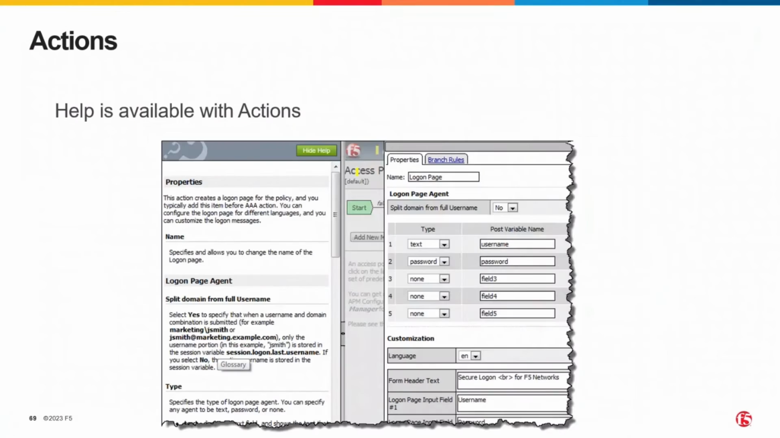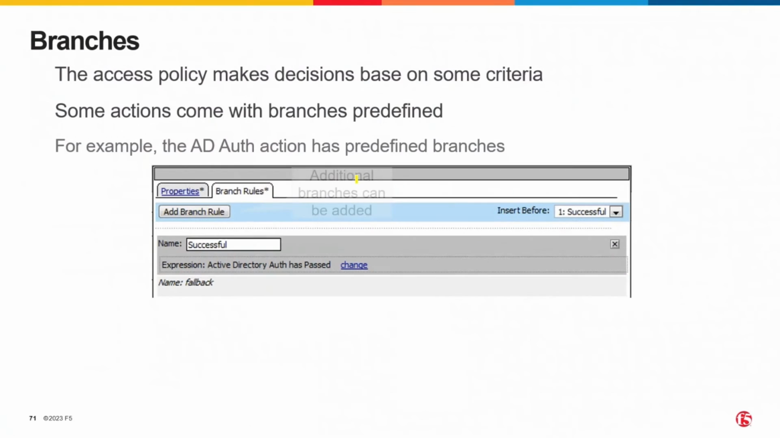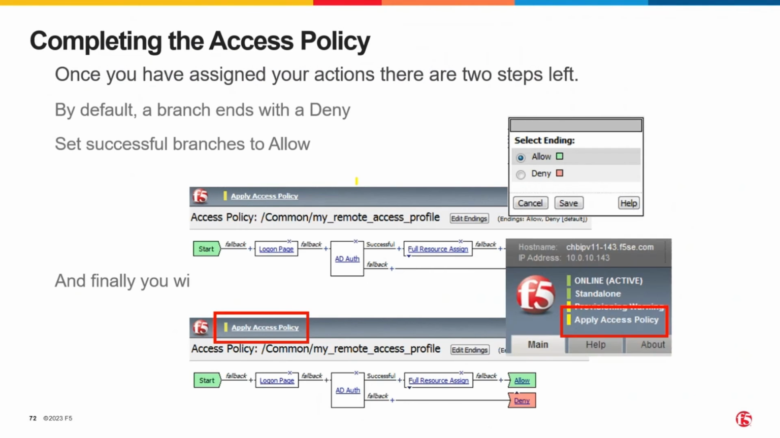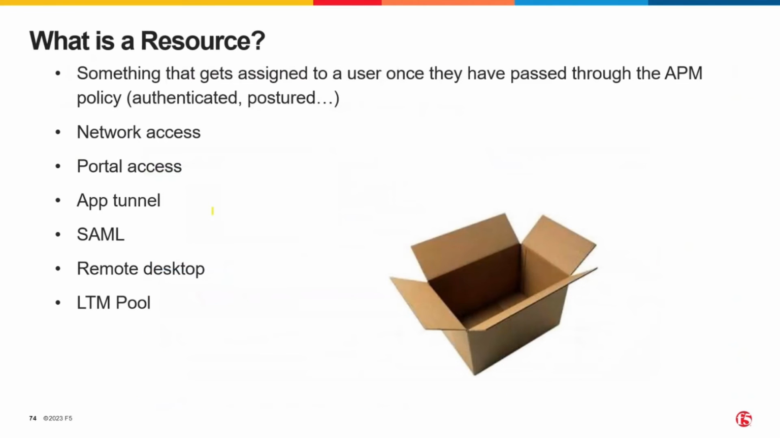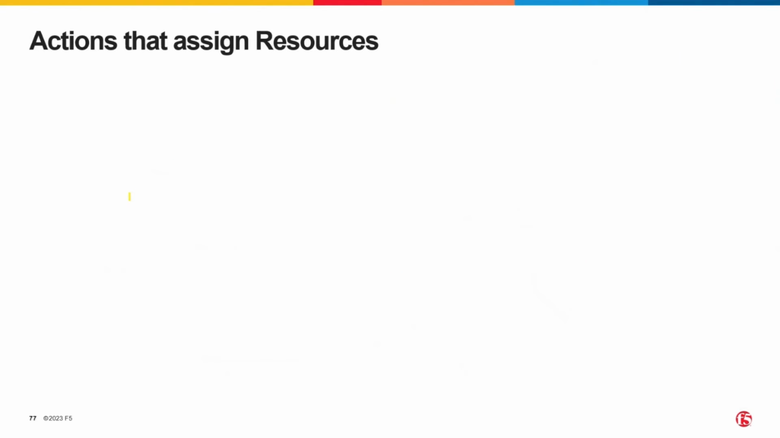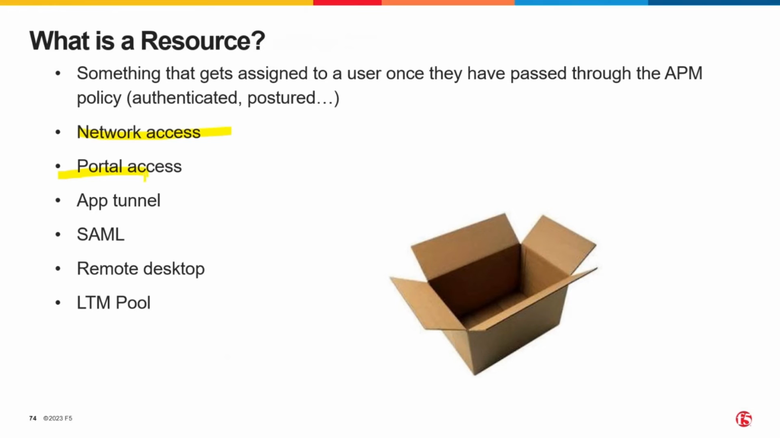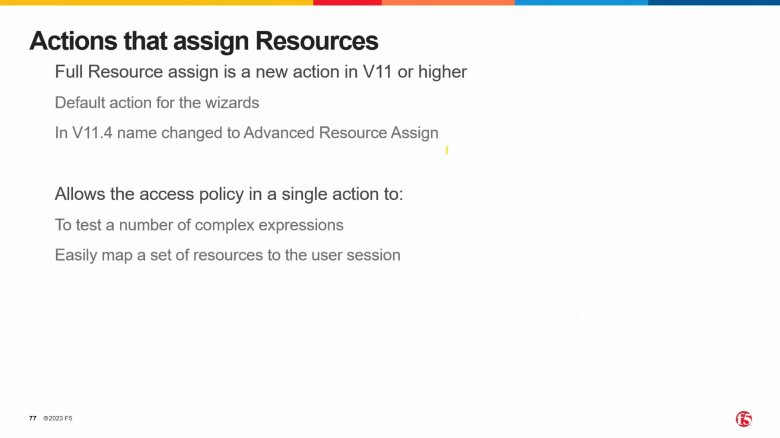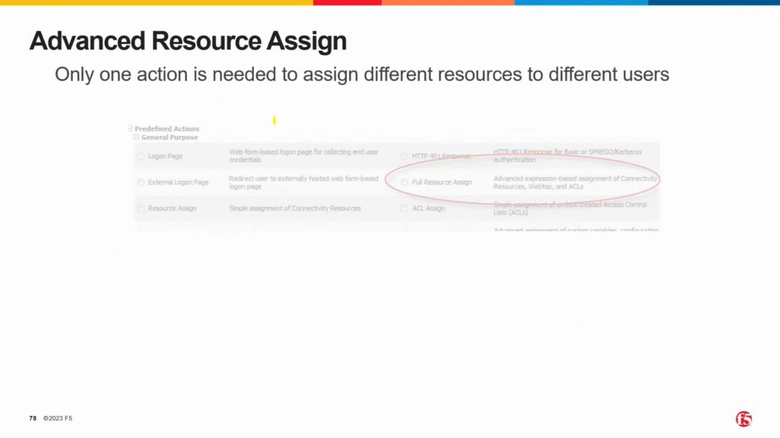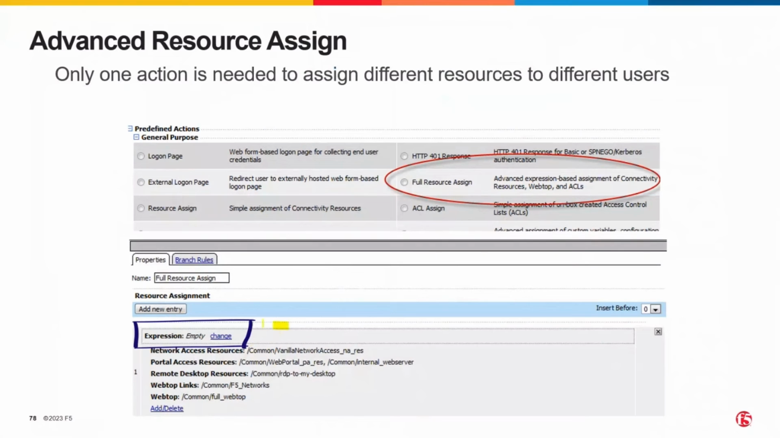What else do we have? This is something that you've seen already, so I will skip many of those options that we had here. According to those resources, the resource can be actually anything, okay? So this can be the VPN, the portal access you're going to configure in your lab, application tunnel, so per-app VPN. This is something that you can configure in your APM. And something I created, the LTM pool as well. Okay, so let me try to skip that. We have full resource assign, as you can see this, right?